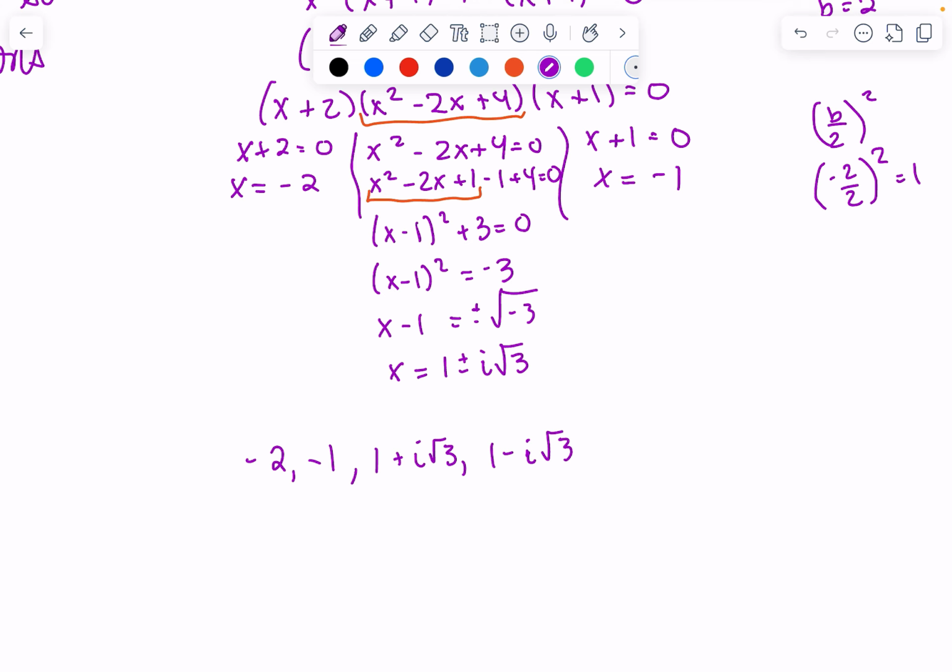And remember, you don't have to write it out, or I shouldn't say remember. This is the first time I'm telling you. You don't have to write it out.